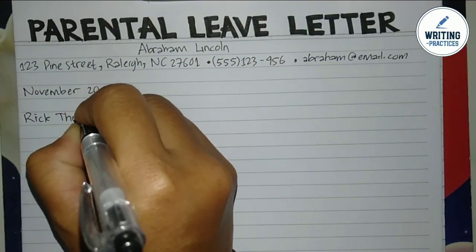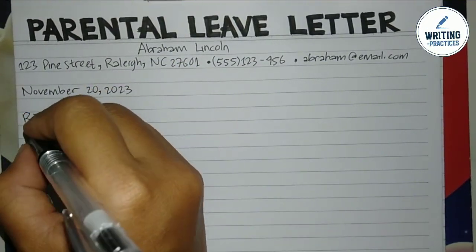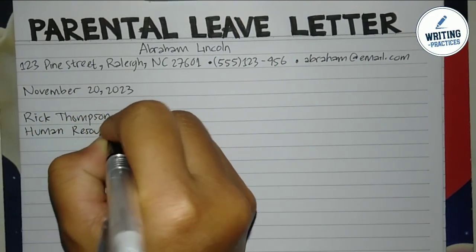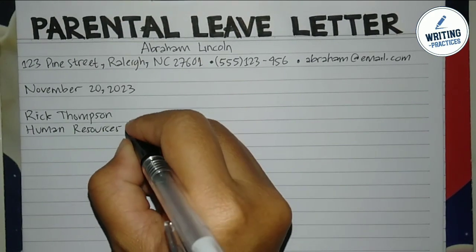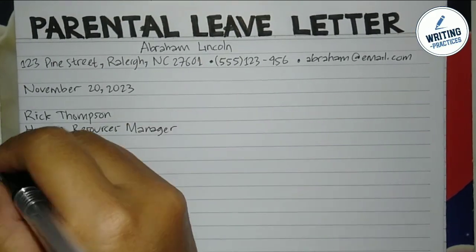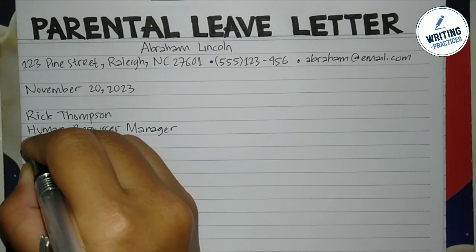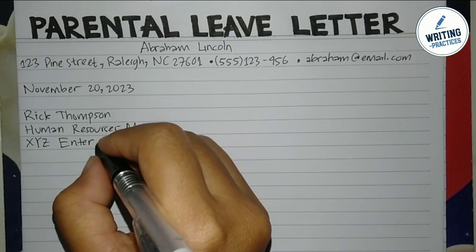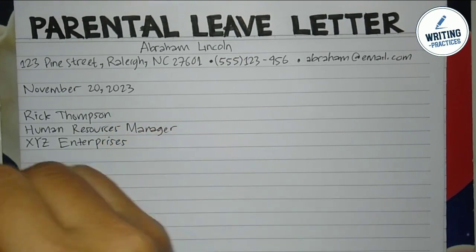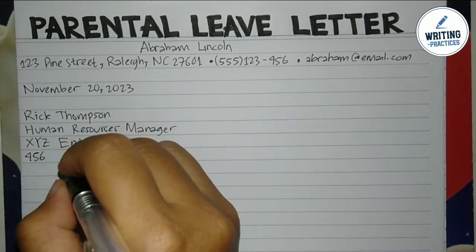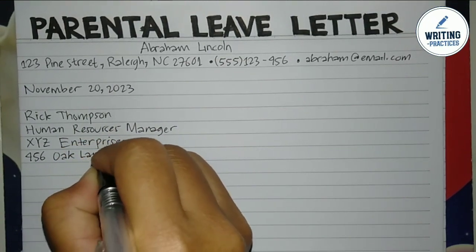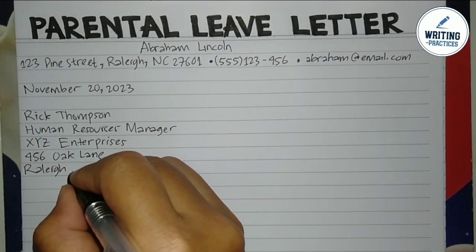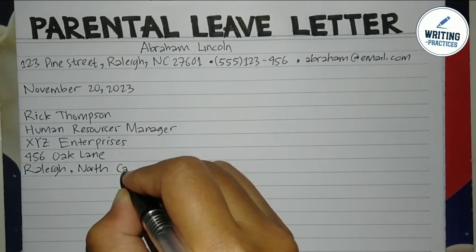And then, write the information about the recipient. Here, you need to write the full name. Under it, write the title or occupation or job position in the company. In this example, the letter is addressed to the Human Resources Manager. Of course, you need to write the name of the company. Here, it is XYZ Enterprises. After that, write also the address of the office or company. When you do it, don't forget to include the number, street name, city, state, and zip code.